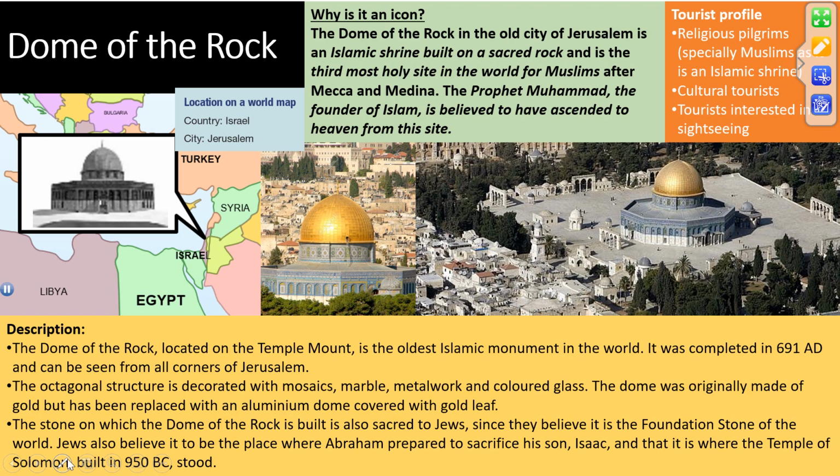There's also a religious significance for the people of the Jewish faith of the Dome of the Rock. They believe that it is the foundation stone of the world, and also believe it to be the place where Abraham prepared to sacrifice his son Isaac, and that it is where the Temple of Solomon, built in 950 BC, stood.